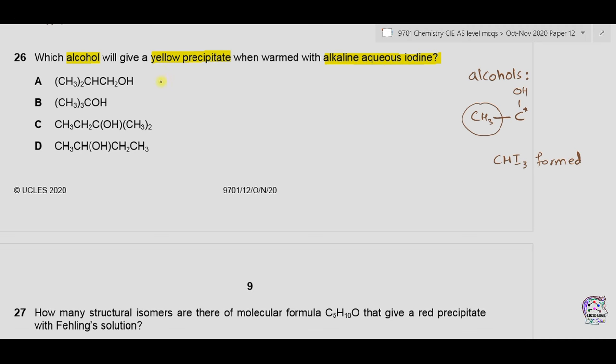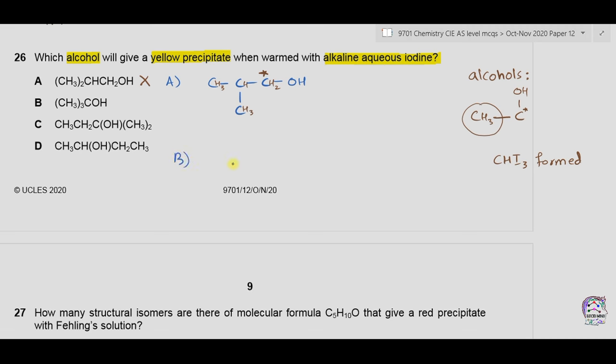We have A, 3 carbon atoms in the long chain. With second carbon atom we have 2 methyl groups attached, and with the last carbon we have OH functional group. Putting hydrogens. As we can see that OH is attached with this carbon, and there is no methyl group directly attached with this carbon, so A does not give positive iodoform test.